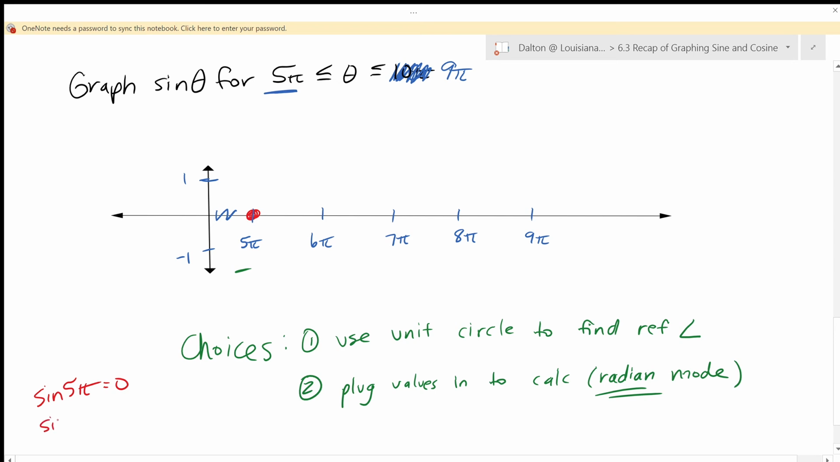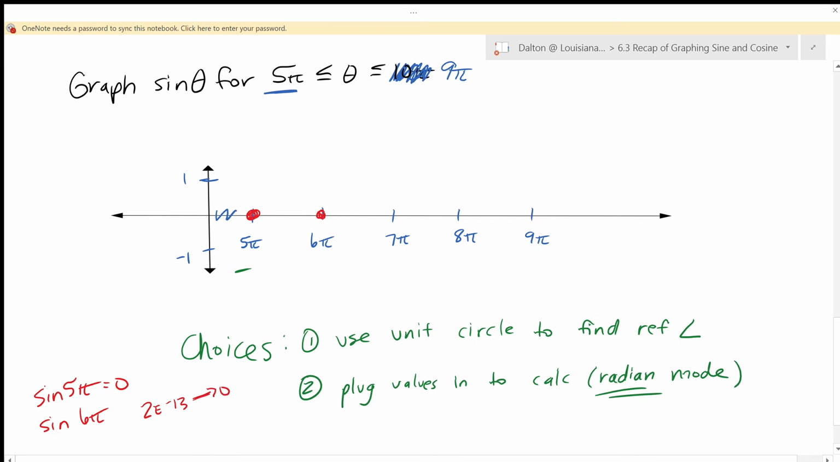So then type in the sine of 6 pi. It's 2e-13. That's what mine says. Okay, guess what that means? If it says something weird like that, that means it is 2 times 10 to the -13th power, which is essentially 0.